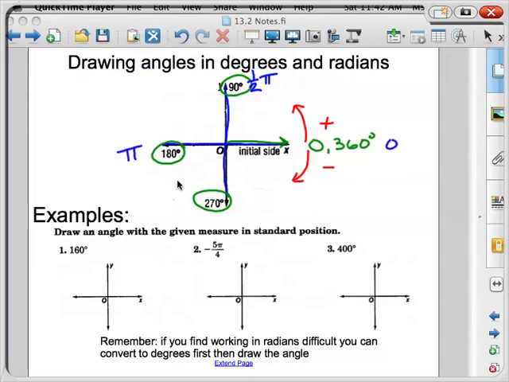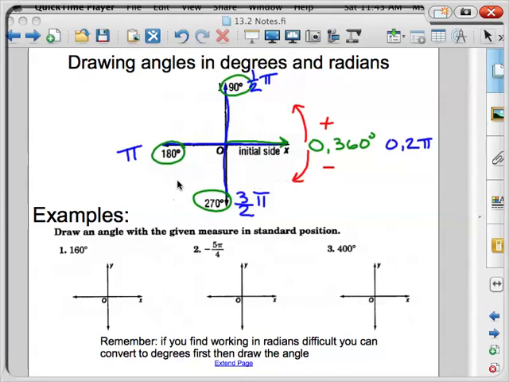So again, starting at 0, on the initial side, I'm at 0 radians. Then at the 90 degrees, I'm half of pi. Then at 180 degrees, I'm at pi. If I continue rotating down to the 270 degrees, I've now gone 1/2, 2 halves, 3 halves of pi, and now rotate back around for my full rotation. So now I've gone 4 halves of pi, which would just be 2 pi.